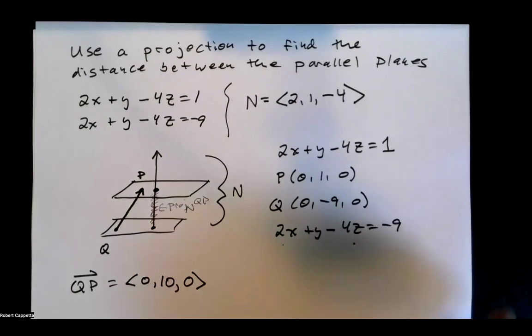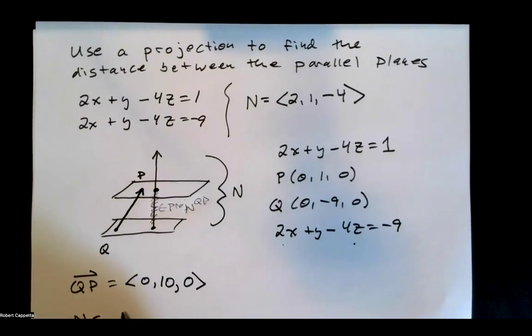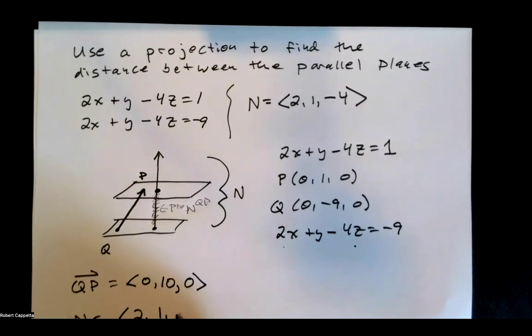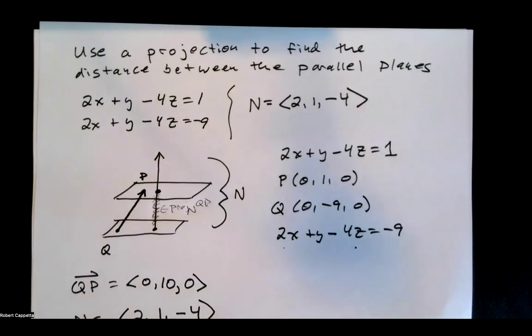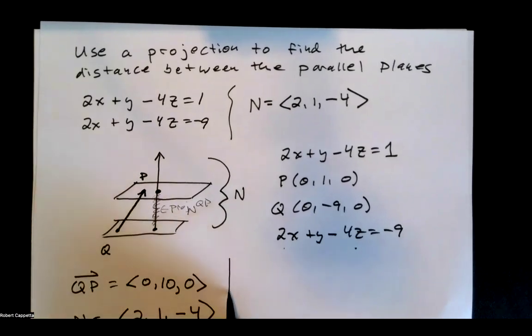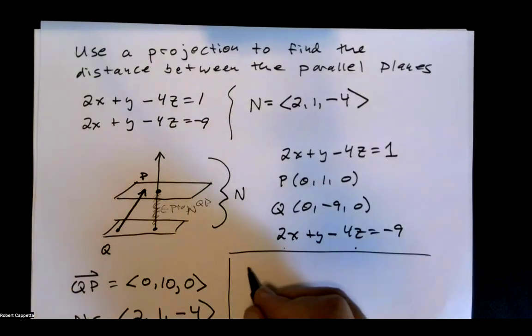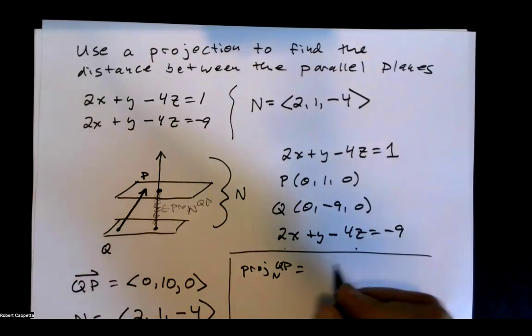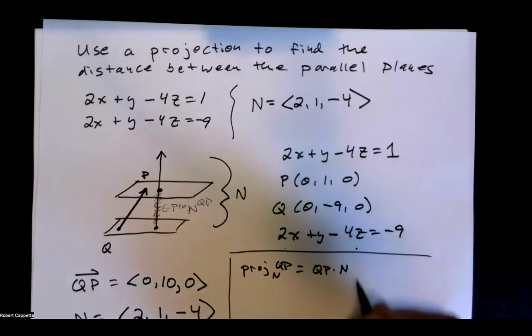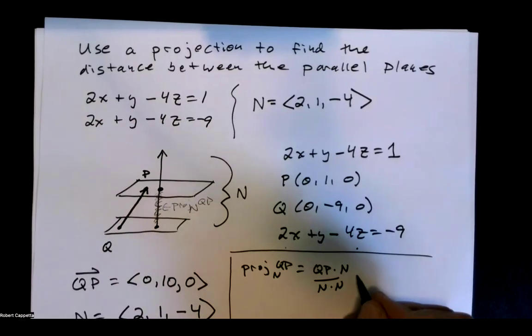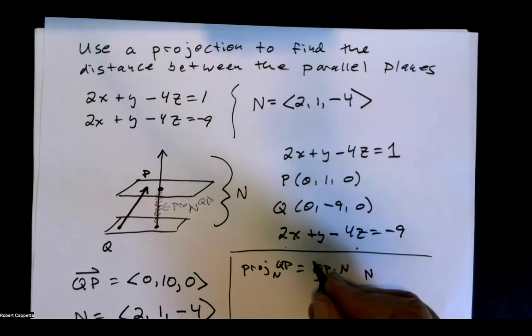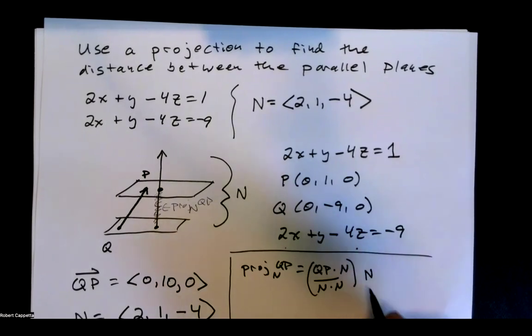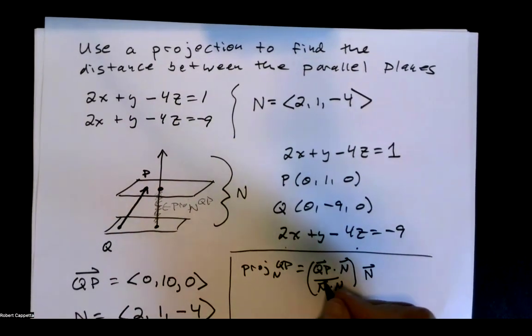Now, what is n? What does n look like? n is the vector 2, 1, negative 4. And how do I get the projection of QP onto n? What will that be? Projection of QP onto n is QP dot n over n dot n times the vector n. So QP dot n over n dot n times the vector n is that projection.